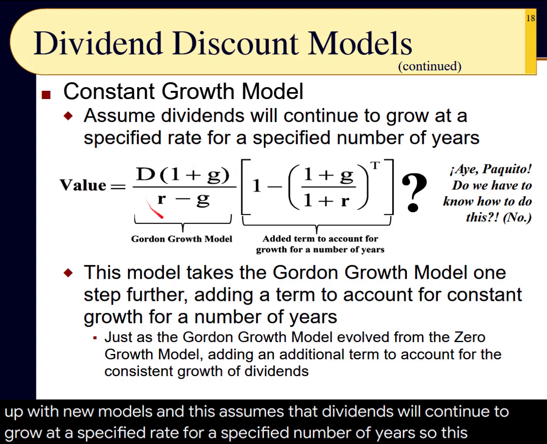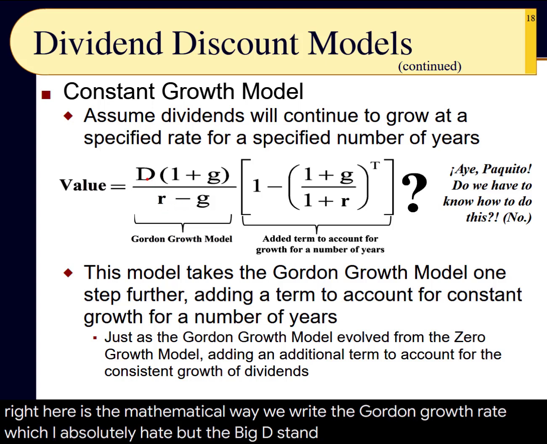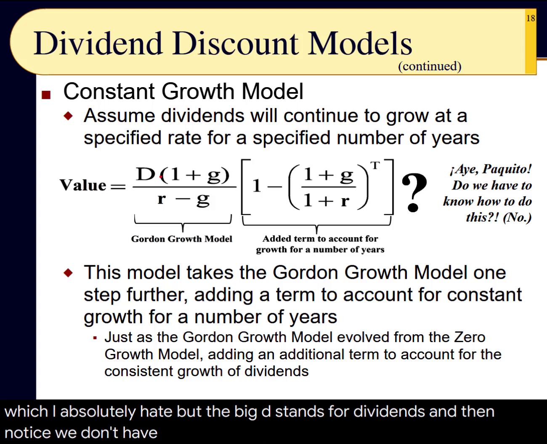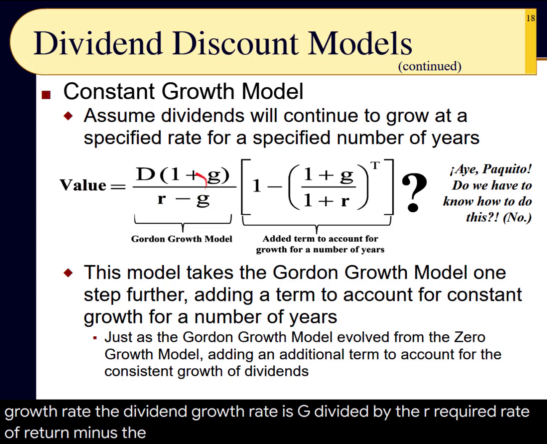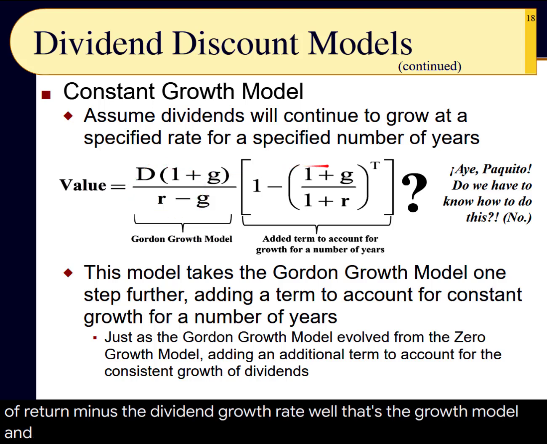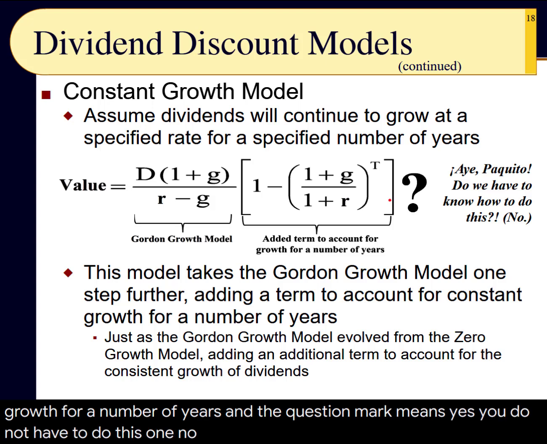So this thing right here is the mathematical way we write the Gordon growth rate, which I absolutely hate. But the big D stands for dividends. And then notice we don't have a times button right there. It's times 1 plus the growth rate, the dividend growth rate is G, divided by R, the required rate of return, minus the dividend growth rate. Well, that's the Gordon growth model. And then this puppy over here is the added term to account for the growth for a number of years. And the question mark means, yes, you do not have to know this one. No. That's what the question mark means.